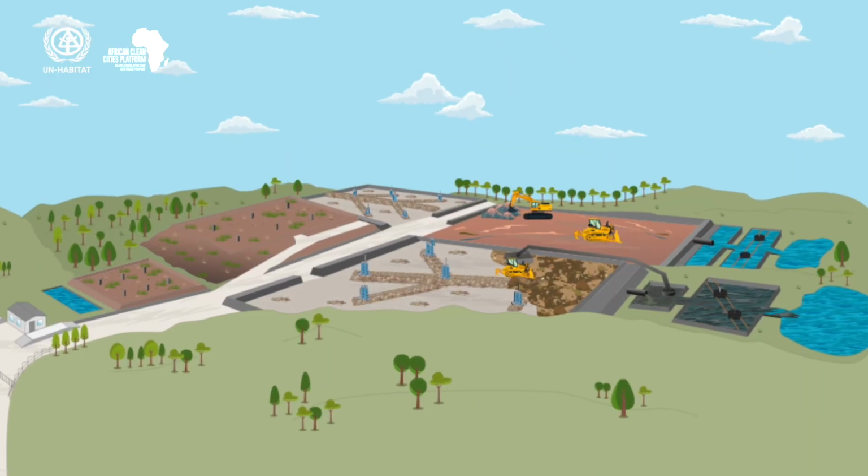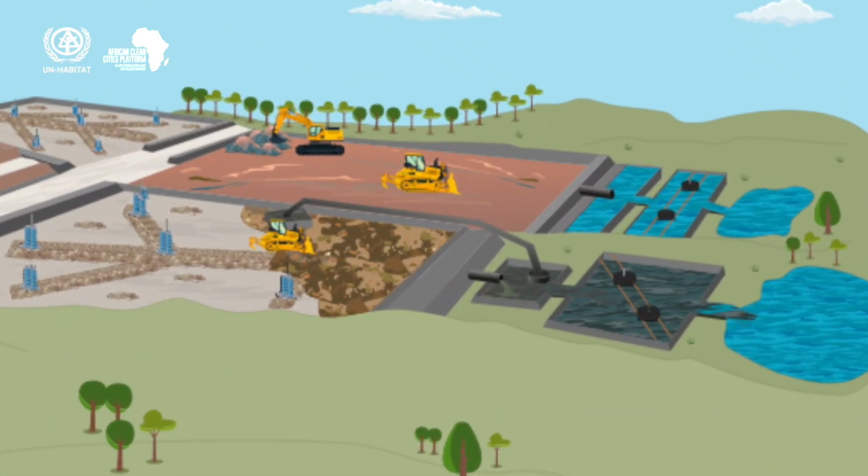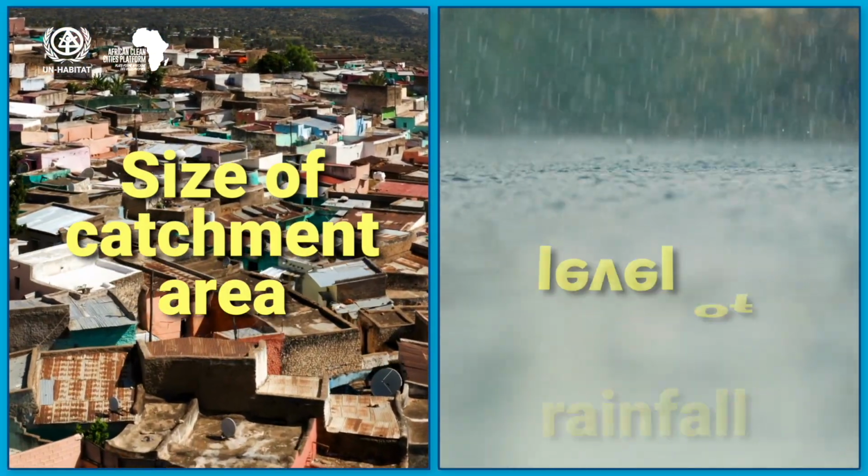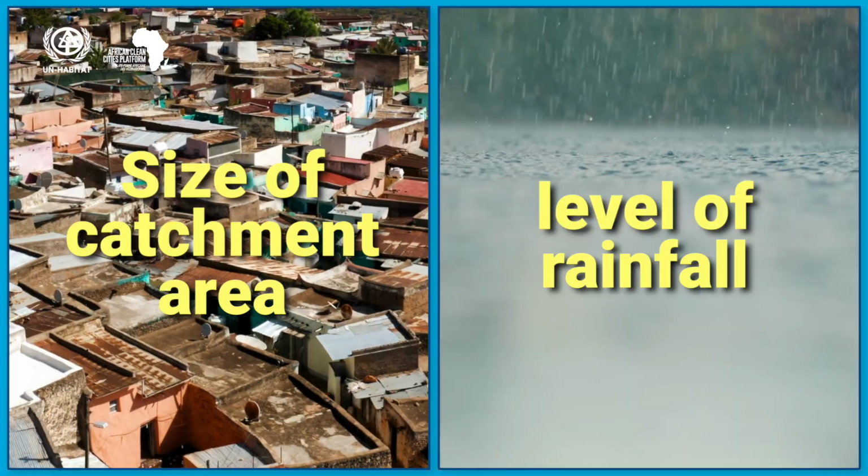This is a facility connected at the downstream end of the leachate collection pipes. The pond collects the leachate and further reduces its pollution level. The required capacity of the pond must be calculated by considering the size of the catchment area the landfill site serves and how much rain the region gets.